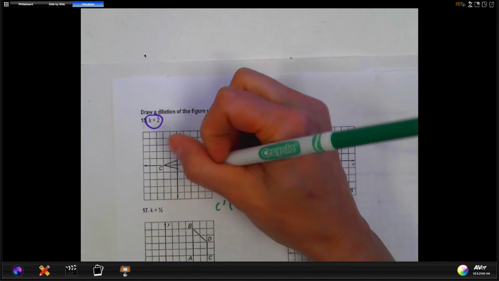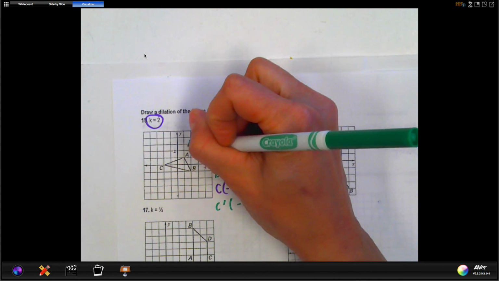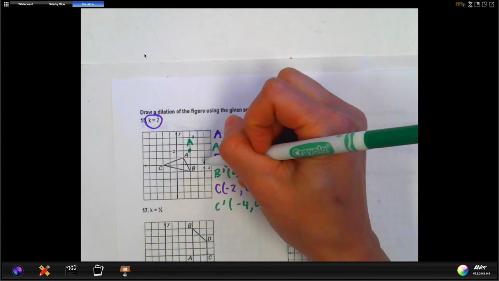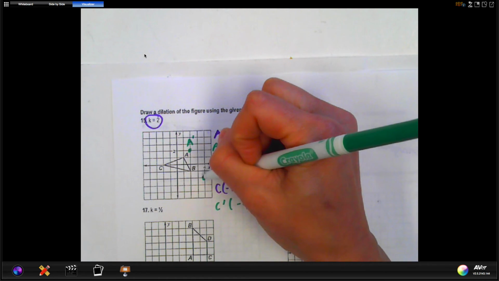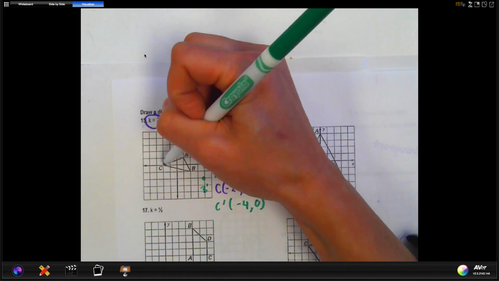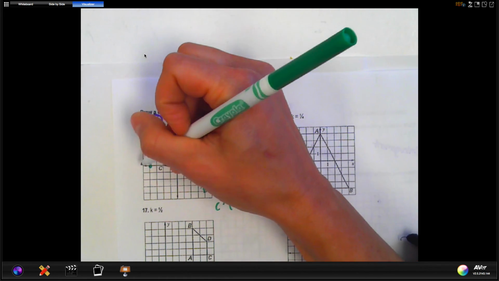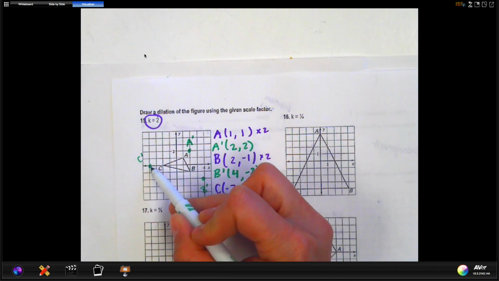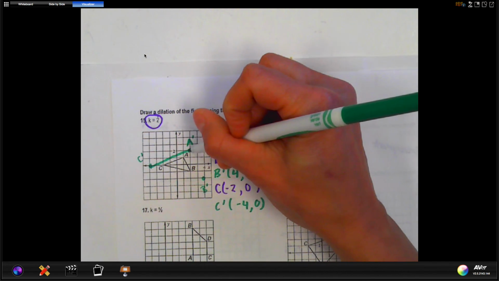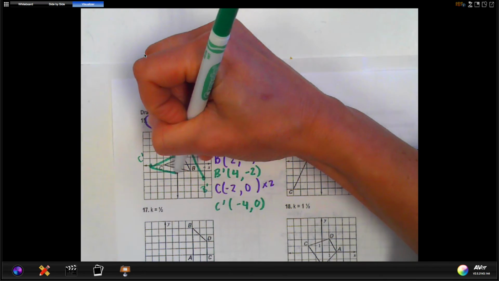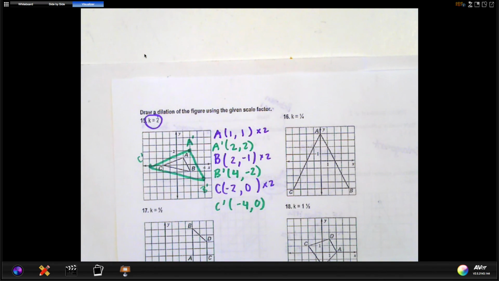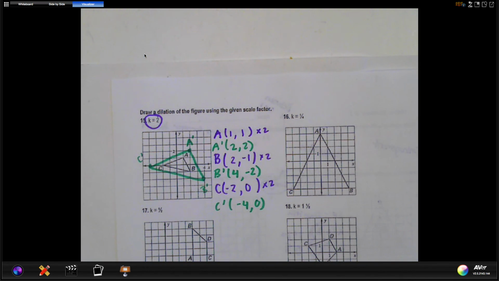So A prime is right 2, up 2. B prime, right 4, down 2. And C prime is left 4, up and down 0. Then you want to reconnect, and you've got your dilation. Okay, so that should give you a good help on each section.